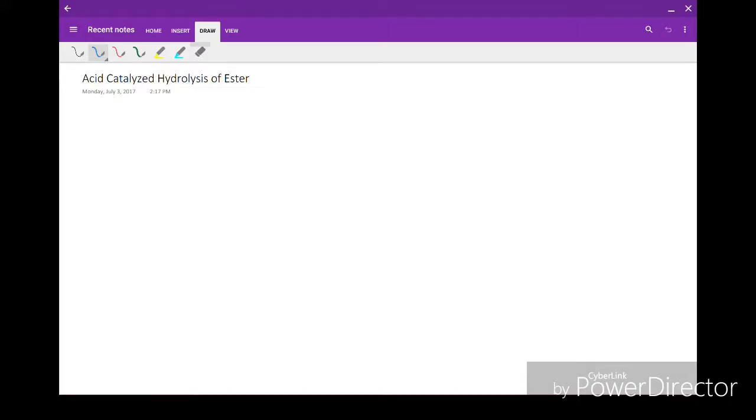In an acid-catalyzed hydrolysis of ester, we are trying to turn an ester, something that looks like this, into a carboxylic acid, something that looks like this. This reaction is the exact opposite of a Fischer esterification. Now, what do we need to add to this ester to turn it into a carboxylic acid?